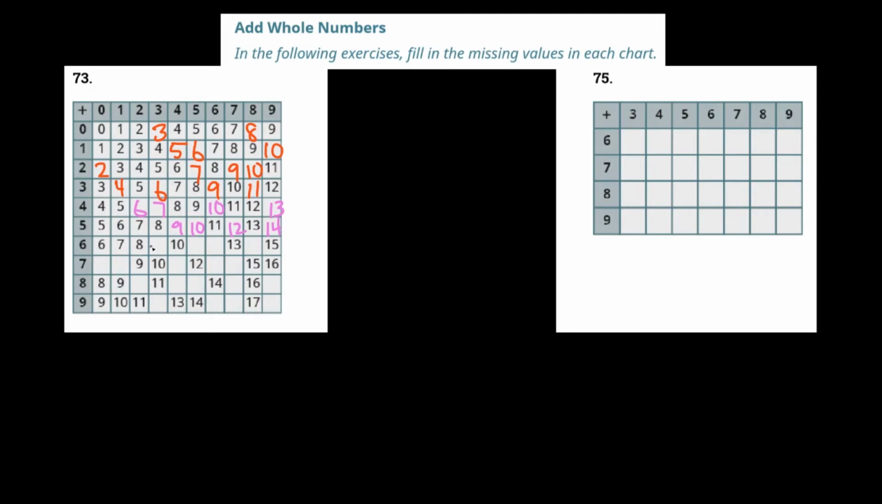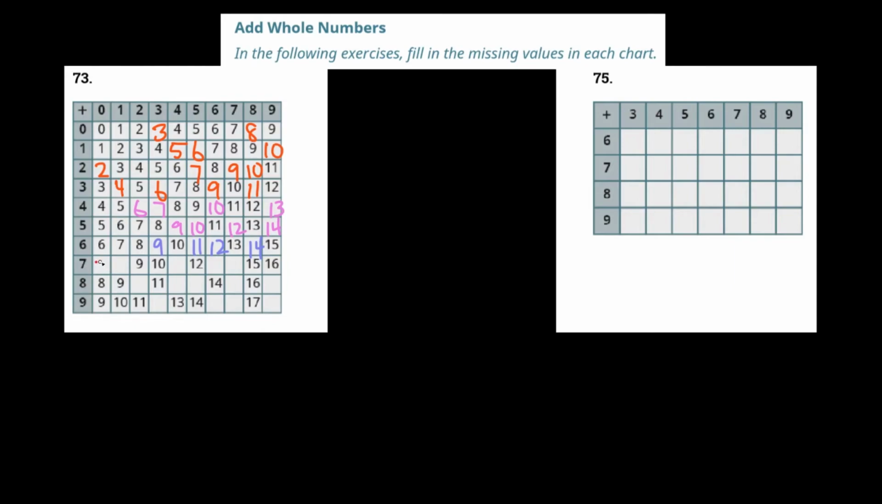If we add 6 and 3 is 9. We have 6 and 5 is 11. 6 and 6 is 12. And then we have 6 and 8 is 14. We want to get pretty comfortable with addition, especially with these smaller numbers. We are going to use these skills a lot for the future.